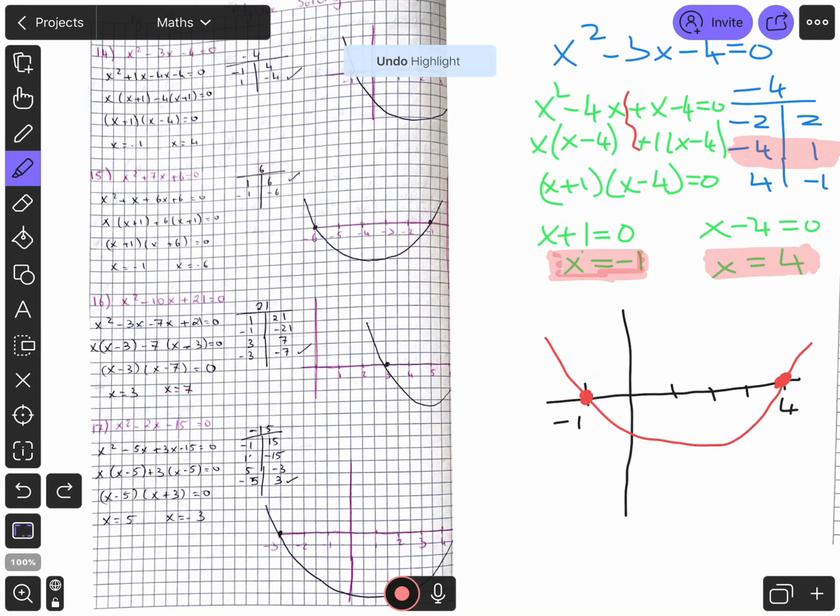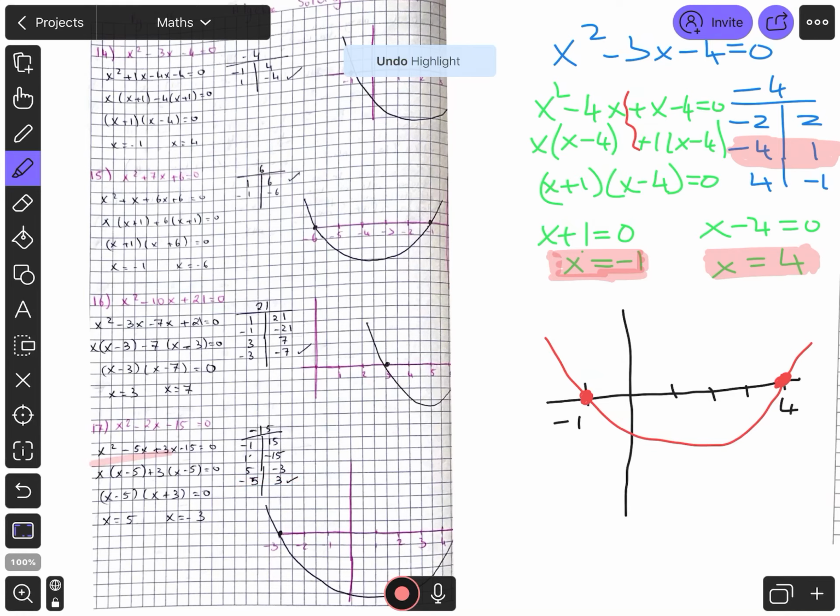Last question here then, I have x squared minus 2x minus 15, so factors of minus 15. So the factors of minus 15, you're going to have minus 1 and 15, 1 and minus 15, 5 and minus 3, minus 3 and 5. I need to add to give a minus 2. So the last ones here add to give us a minus 2.